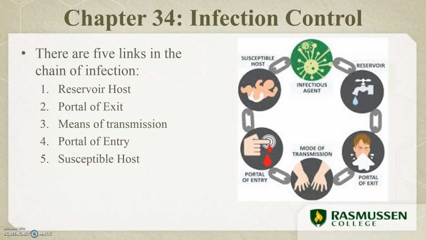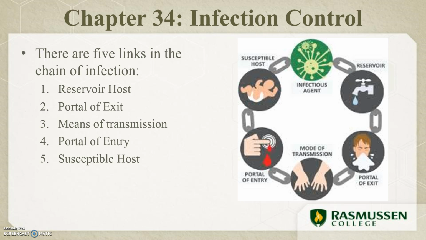We're going to start with Chapter 34, which is talking about infection control. And the one area that we really focus on for this is going to be that chain of infection. And the chain of infection is how pathogens and organisms get transferred from one host to another. The chain of infection does have 5 links. Those are your reservoir host, portal of exit, means of transmission, portal of entry, and susceptible host.